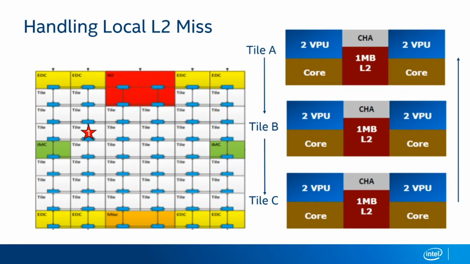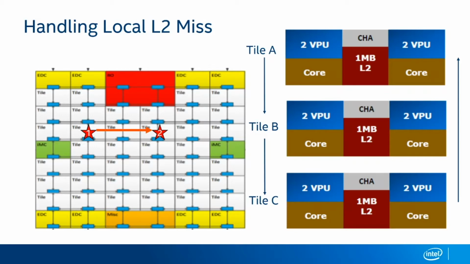Tile 1 requests memory at a certain address, and we look at our L1 cache and it's not there. We look at our local L2 cache that's within our tile, and we find that the data is also not there. So then we need to figure out where exactly this data lives. The addresses are hashed into a distributed tag directory, and each tile has a slice of this total distributed tag directory.